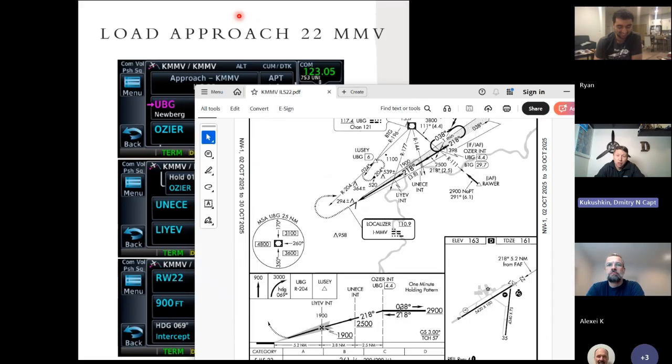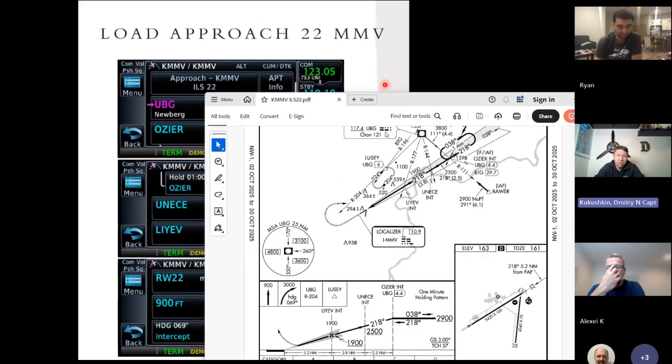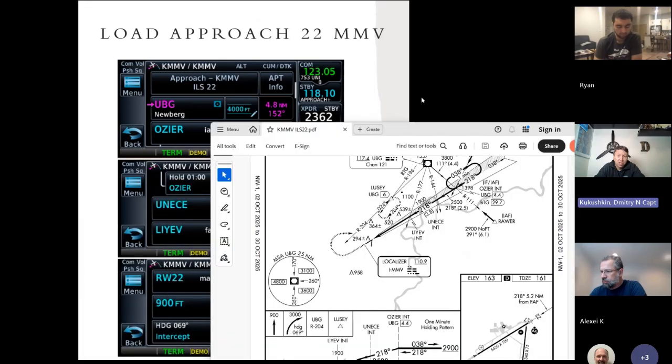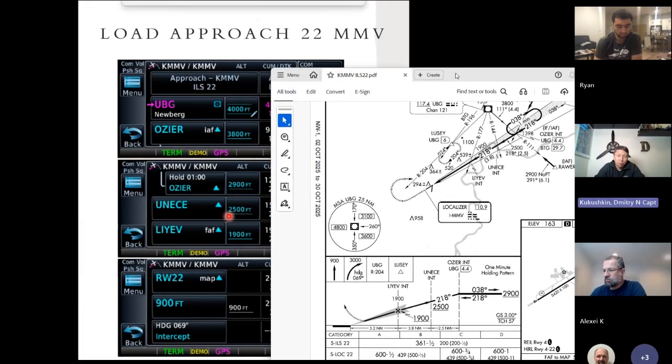So after Auger, the limit is 2,500 for UNIS, 2,500. Inside the hold 2,900, that's a check. Then leave final approach fix 1,900, that's a check. Then verify the missed approach procedure. You climb 900, there's a line for that. Intercept heading 069, that's a check. And then the next screen will have Newburgh and Lucy.